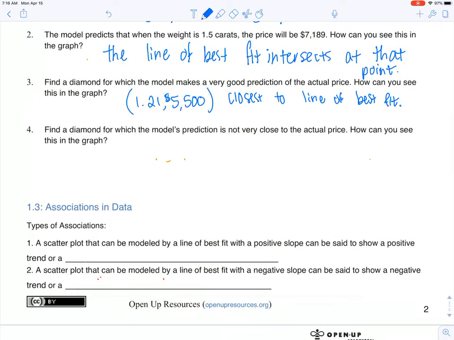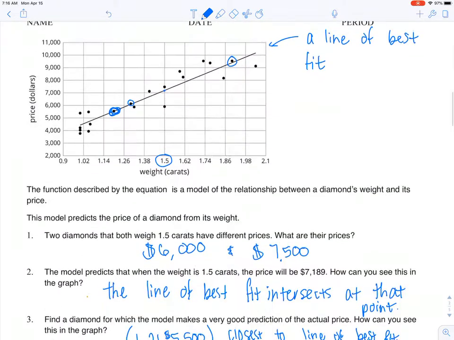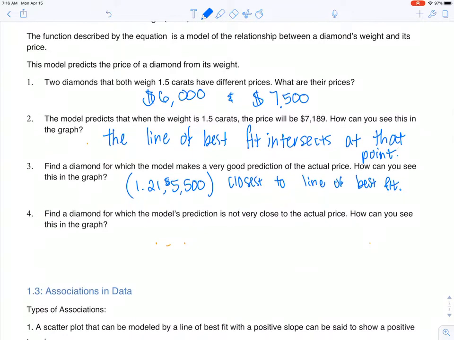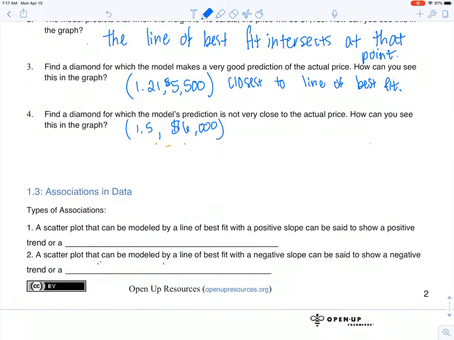Okay, find the diamond for which the model prediction is not very close to the actual price. Well, if you look, this one is a full 1,000 below the line of best fit, so I'm going to use that one, which is 1.5, 6,000. You can use a different point as long as it is pretty far away from that line of best fit. Okay, so it's not close to the line of best fit.